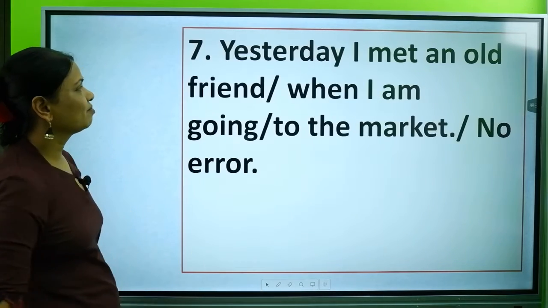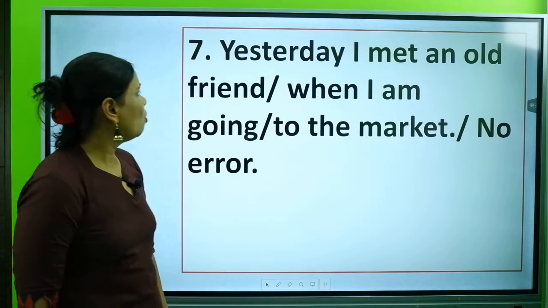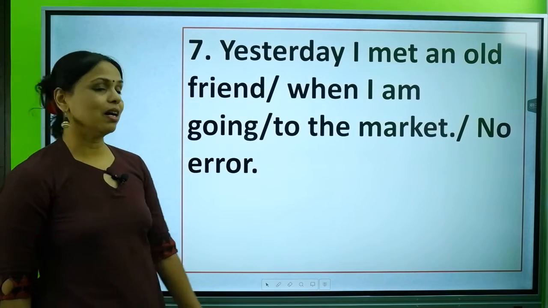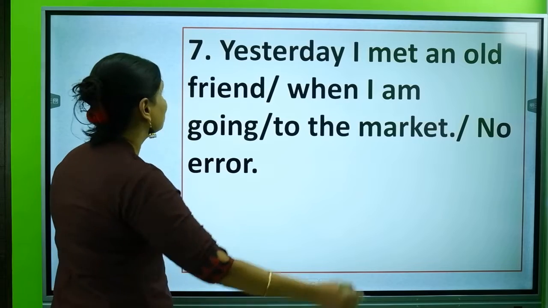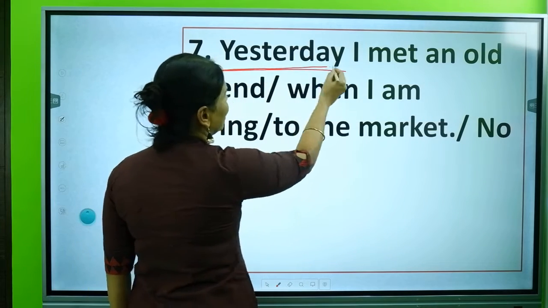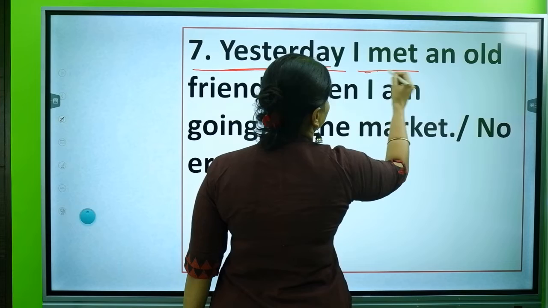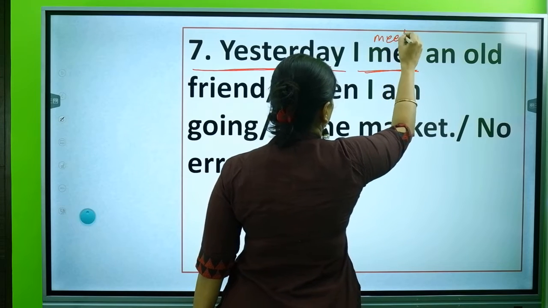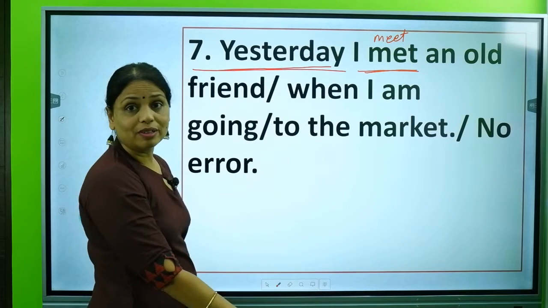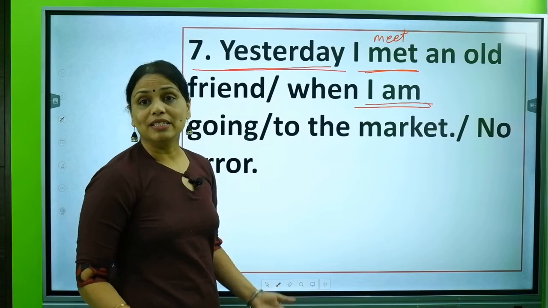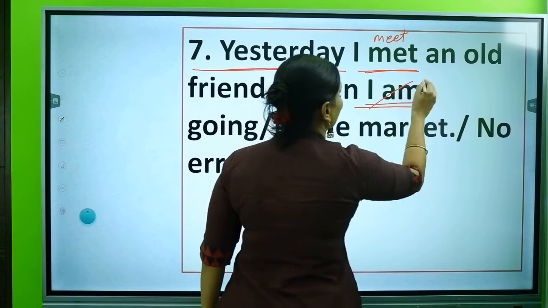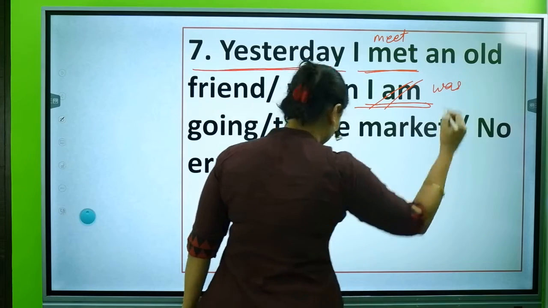Number 7. Yesterday I met an old friend when I am going to the market, no error. Now here we are talking about yesterday, that is the past tense. So met is the past tense of meet, absolutely fine. But if you go further, you will find am is given, which indicates the present tense. So instead of am, we should take was.